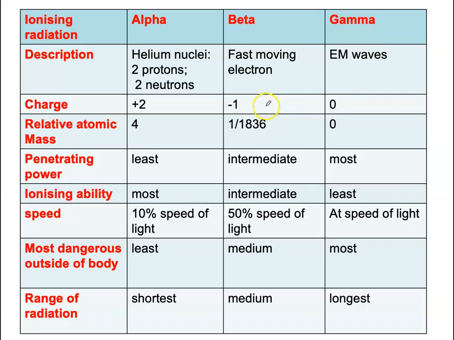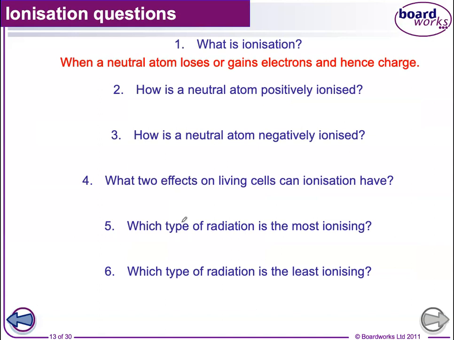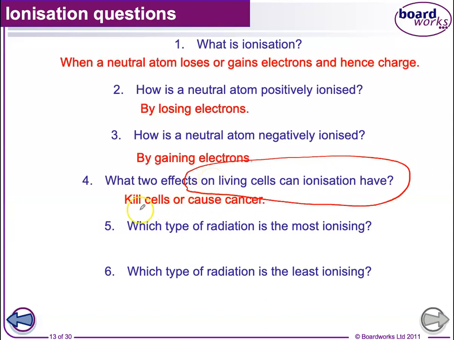This is a really nice summary of what we've covered so far, and my advice would be to pause this video here and just take note of what's going on. In terms of speed, gamma travels the fastest and alpha travels the slowest. And a nice little matching activity which you can do in your own time, and few ionization questions which you can do in your own time. The key one I want to focus on is effects of ionization. They cause damage to good cells, so they kill good cells, and they cause cancer.